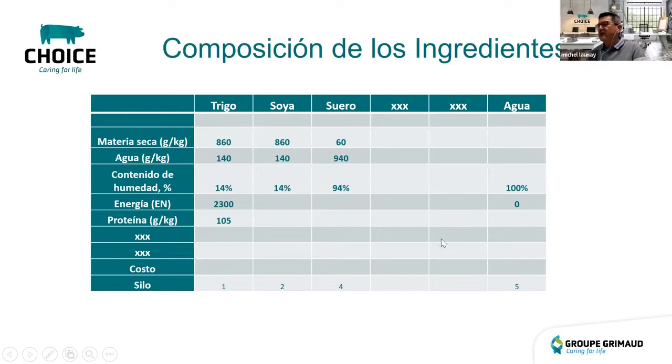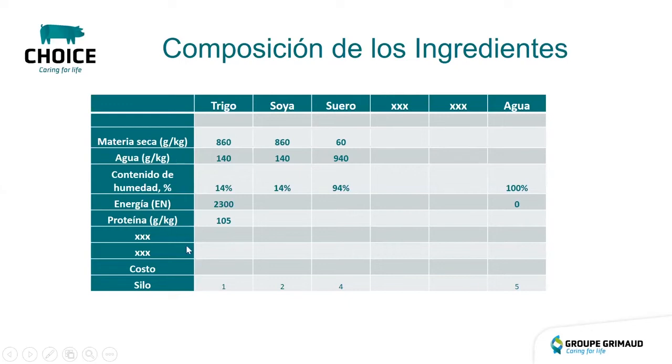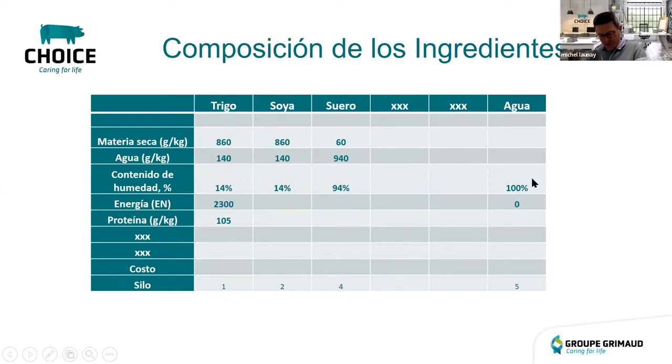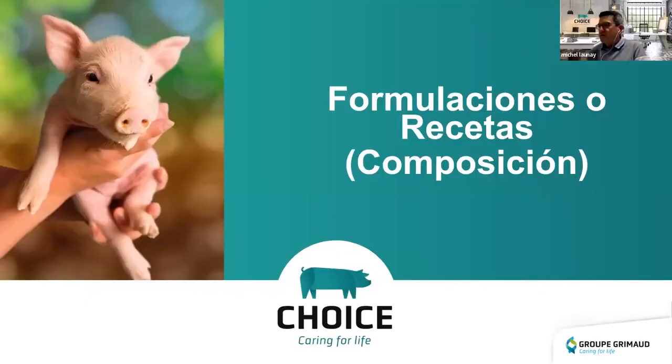In this table, I have given an example where the raw materials are recorded per kilo gross. So, for example, here for the whey, you can see it's 60 grams per kilo, 940 grams of water, and the percentage of humidity is 94%.